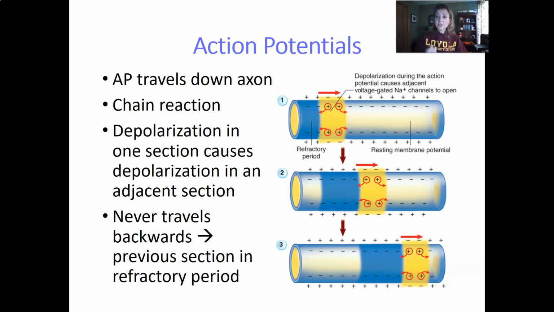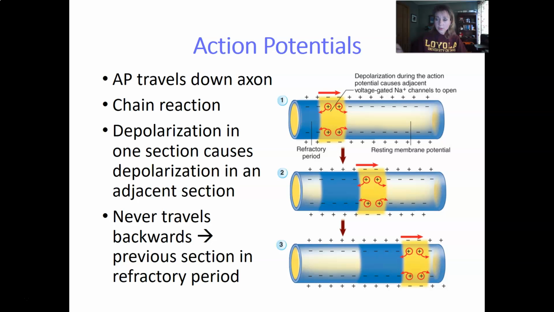Now, the thing to know about action potentials is that they are never going to flow backwards. They're never going to go from the synaptic terminal or the axon terminal backward toward the cell soma.